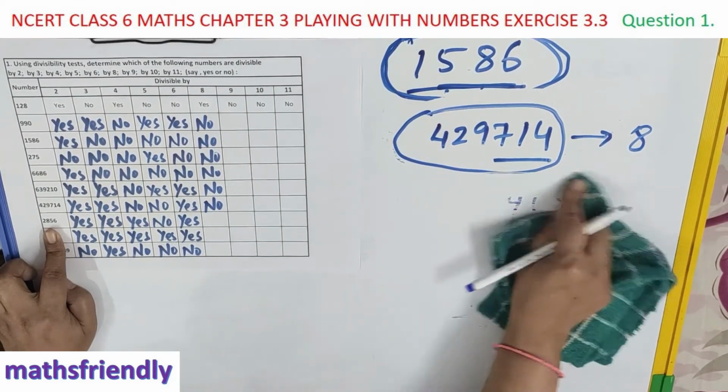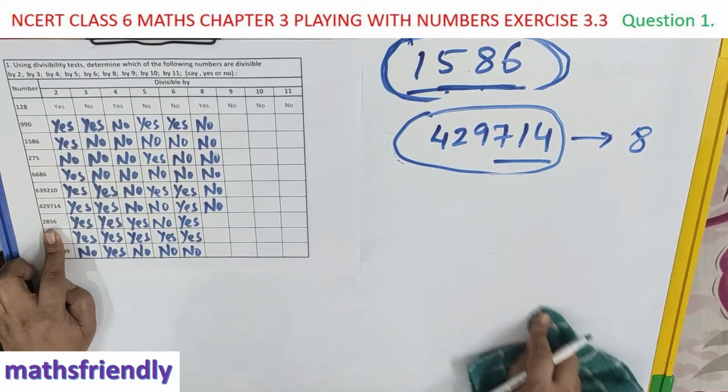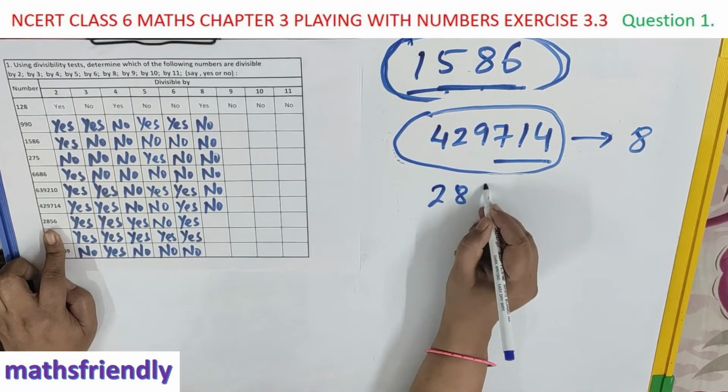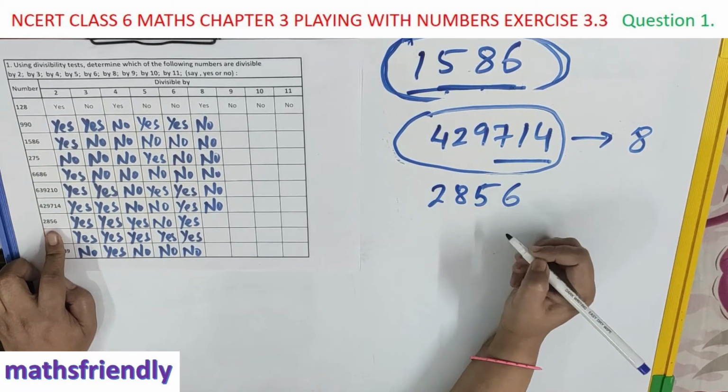Now comes this question. This is what? See, 2856.